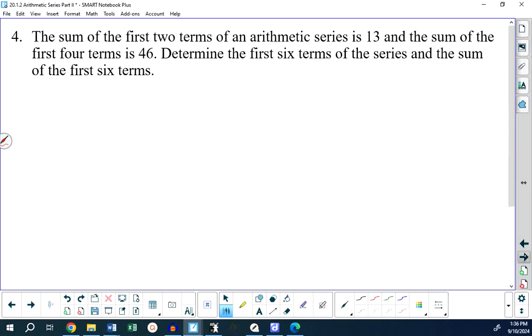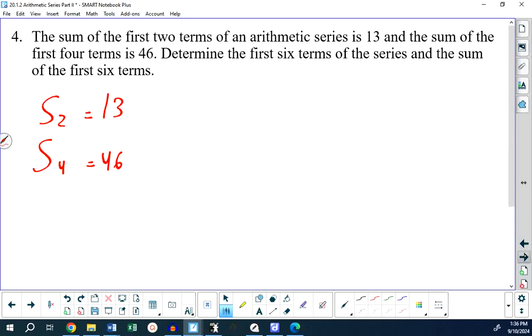Number 4 is what I'm trying to do today: expose you to a variety of different situations where you have to use your skills and teach you those skills. Okay, again, this is not necessarily about sequences and series. Let's read what this says. The sum of the first 2 terms is 13, and the sum of the first 4 terms is 46.